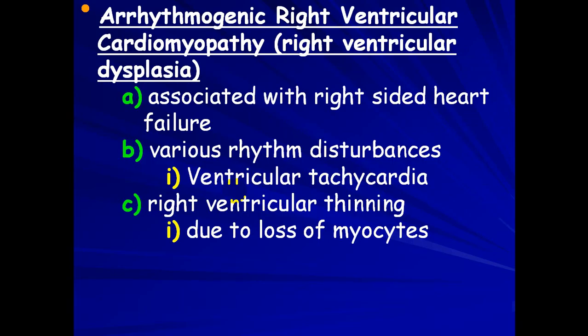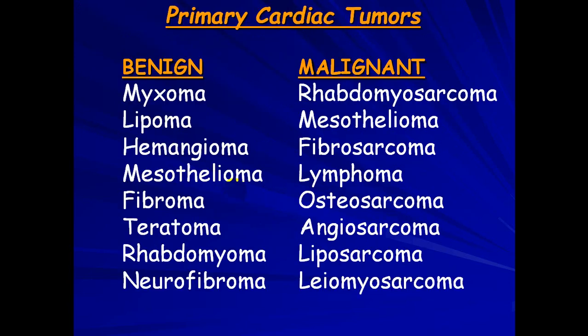There's the last type, arrhythmogenic right ventricular cardiomyopathy, right ventricular dysplasia, associated with right-sided heart failure and various rhythm disturbances. Ventricular tachycardia is the most common. Right ventricular thinning due to the loss of myocytes is one of the most common causes of sudden cardiac death in young adults.